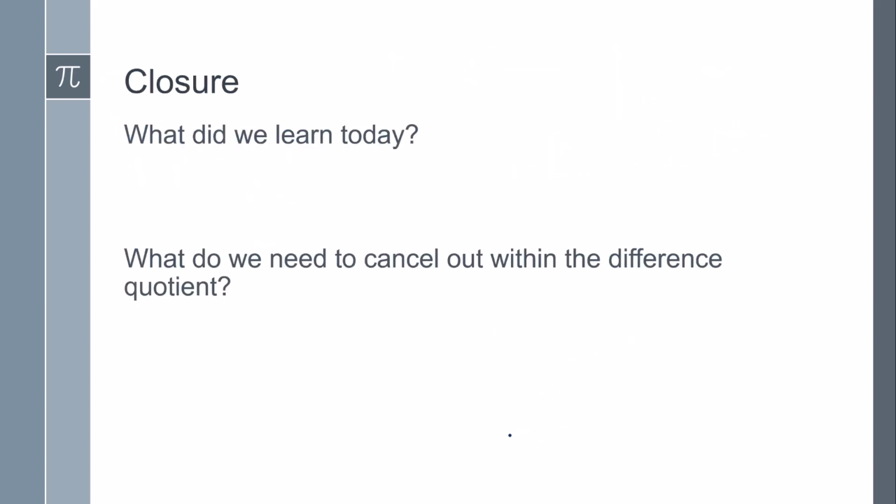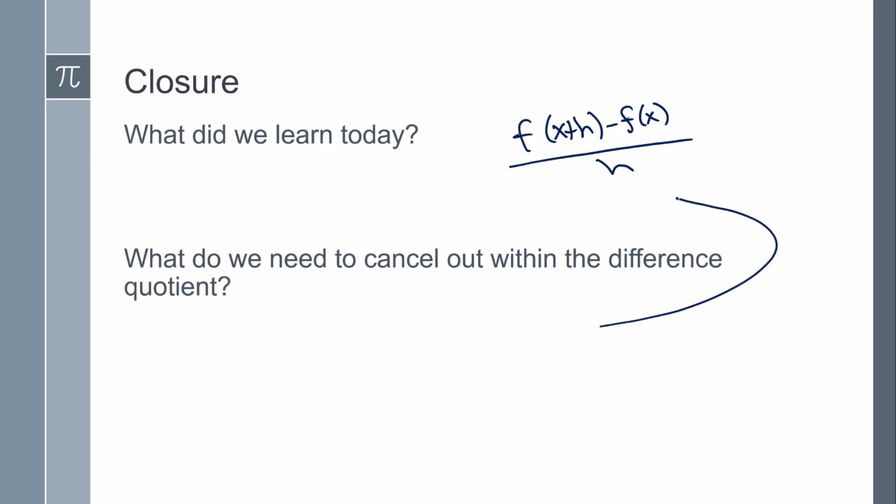So to close today's lesson, what did we learn today? We learned about the difference quotient. f of x plus h minus f of x all over h. And what do we need to cancel out within the difference quotient? The goal is to cancel out that h algebraically.